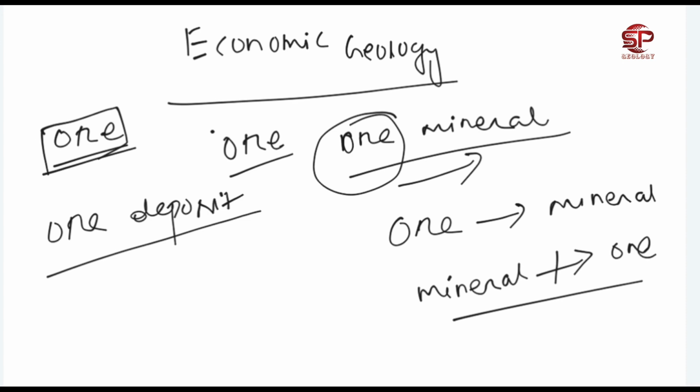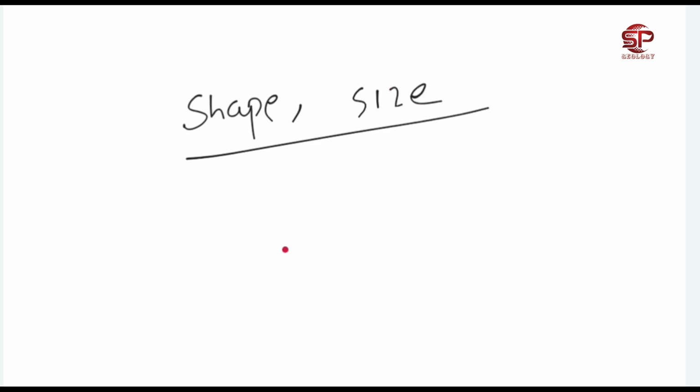Whether a concentration is considered an ore deposit also depends upon different factors. What are the different factors? You can take shape, size, then obviously quality, that is grade. Those are the factors you take into consideration while labeling something an ore deposit. Ore deposit factors are very important.